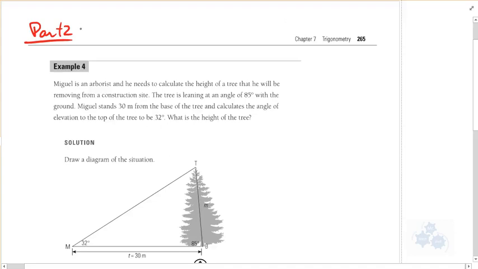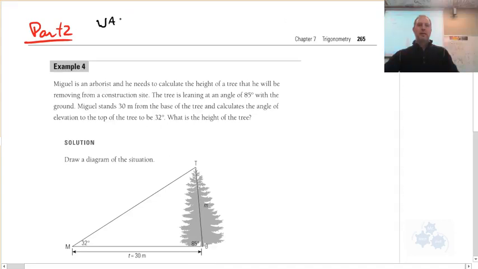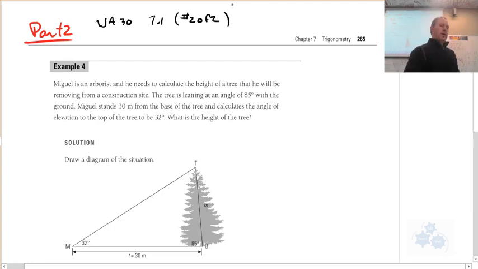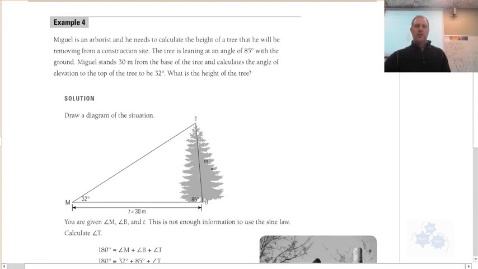All right, so Workplace 30, and this is 7.1, part 2. So this is number 2 of 2. And we're talking about trigonometry, we're talking about the sine law, and here we have a situation where there's a diagram. The situation, we have a tree that is not completely vertical. So this is not a right triangle.